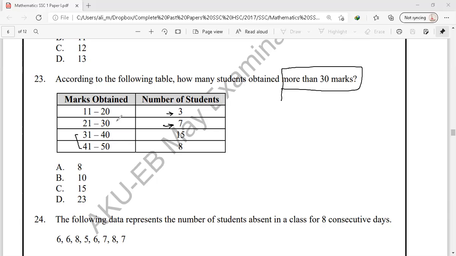Above 30 are these classes, that are 31 till 40 and 41 till 50. So there were 15 students that scored marks between 31 and 40, and 8 students that scored between 41 till 50. So the number of students that have greater than 30 marks, that are 15 and 8. So the correct option in question number 23 is option D, that is 23. 15 plus 8, that is 23.